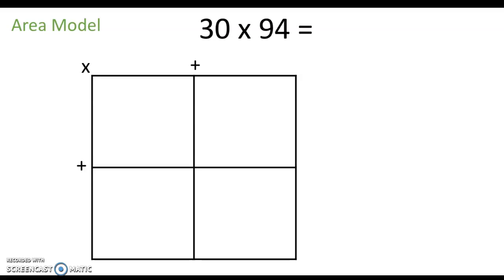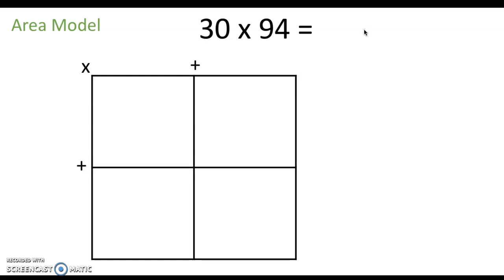Alrighty, let's try another one together. So on your whiteboard, make sure you draw a box that has two boxes stacked on top of each other because we're doing a two-digit number times a two-digit number. Make sure that you also leave enough space that you have room to be able to add up your numbers afterwards.